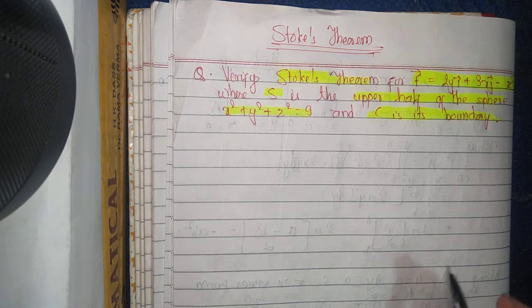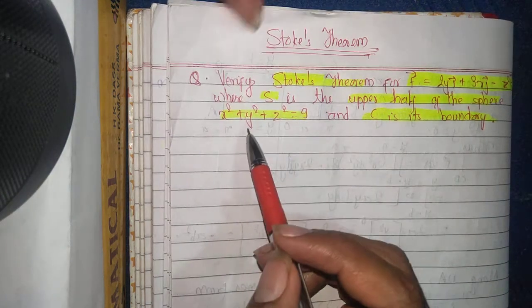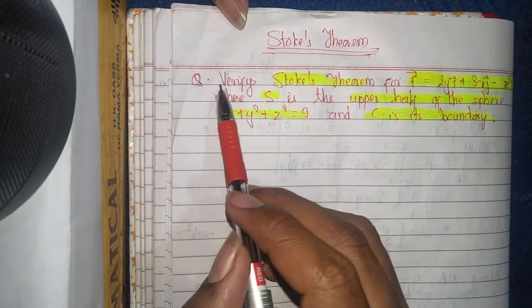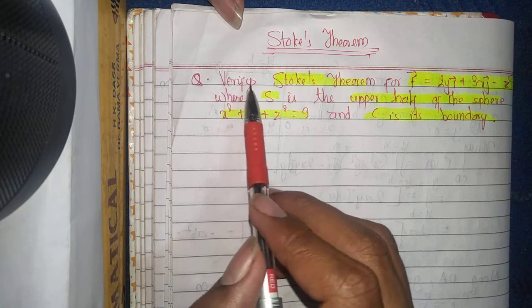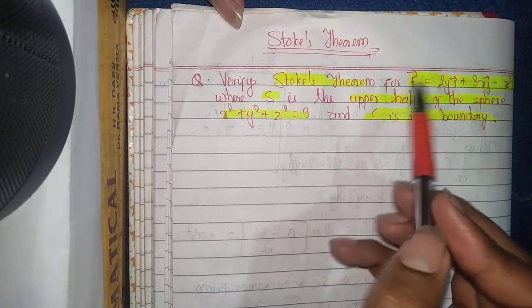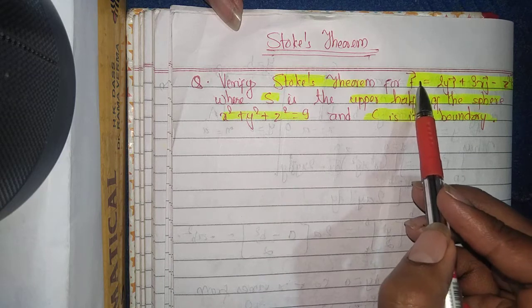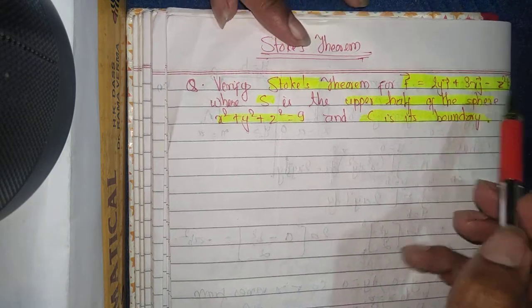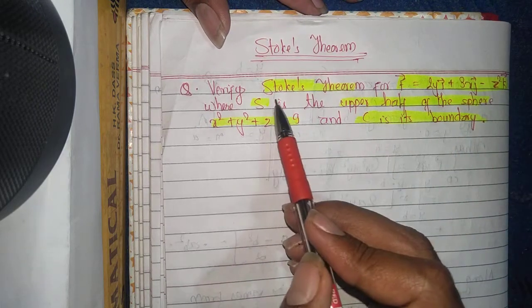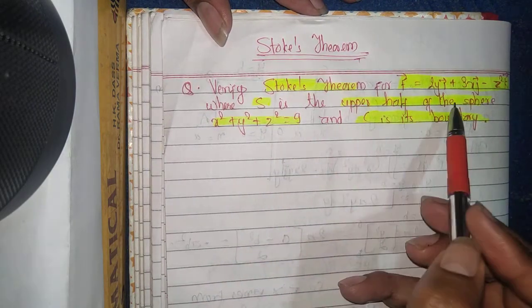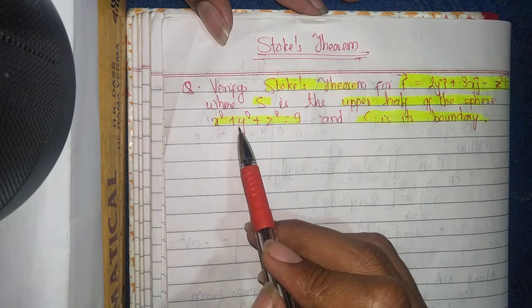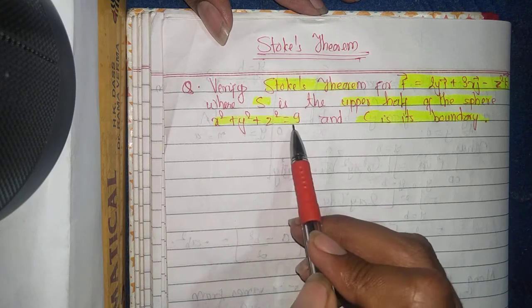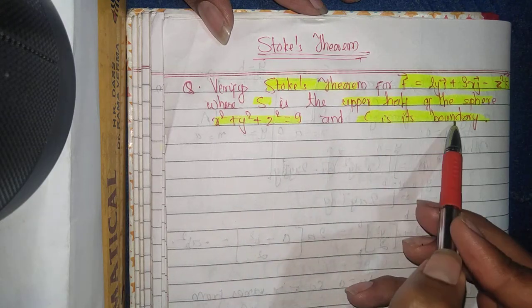Hello everyone. Today I am going to solve a question of Stoke's theorem. Our question goes like this: verify Stoke's theorem for vector field f vector equals 2y i vector plus 3x j vector minus z square k vector, where S is the upper half of the sphere x square plus y square plus z square equals 9 and C is its boundary.